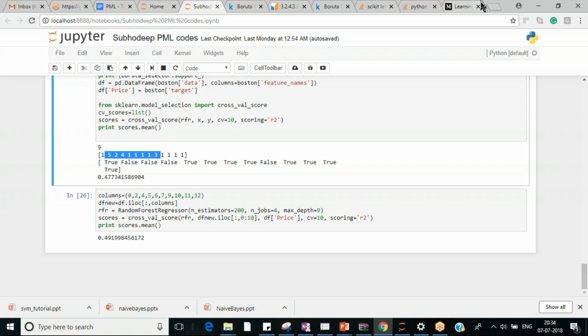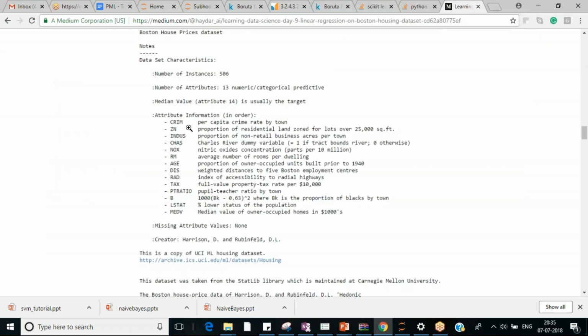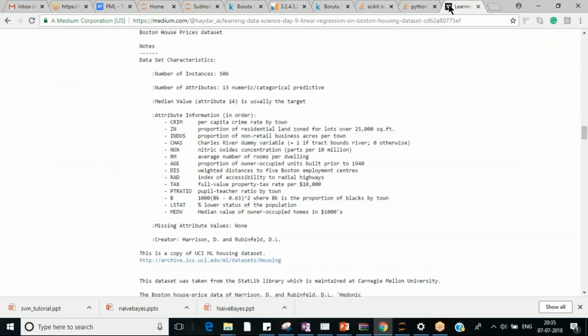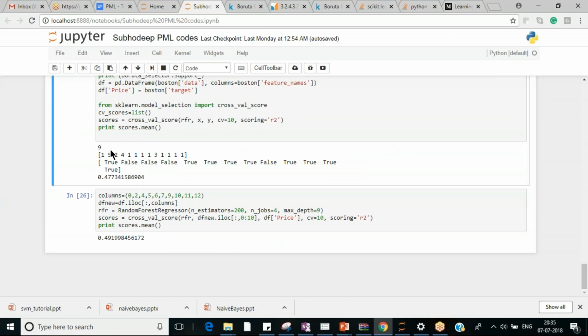So let's see the features. Here, crime is our first feature. Crime is very important, rank one. Next is the proportion of residential land zoned for lots over 25,000 square feet, whatever it means. The model says that this is not important. So you understand this, right? These are the features which get a very good rank, and these are the important ones.